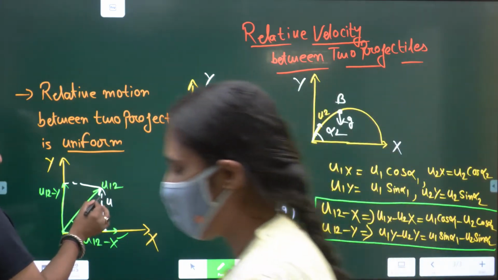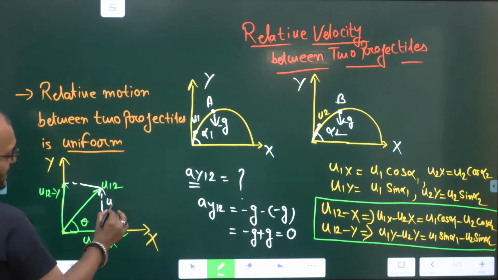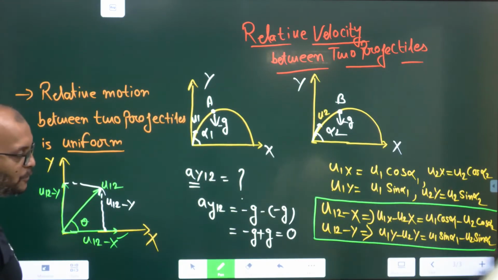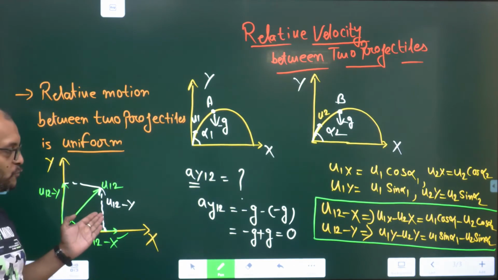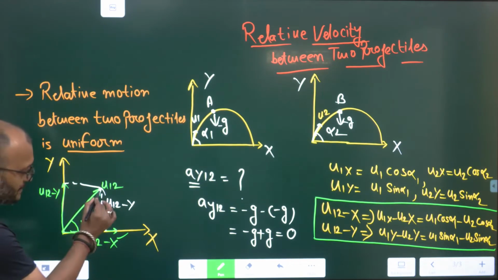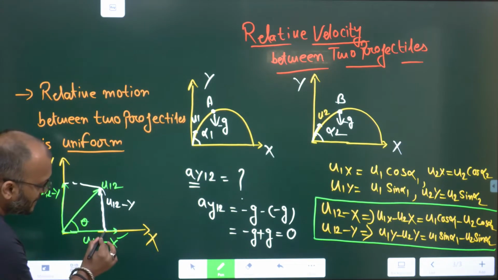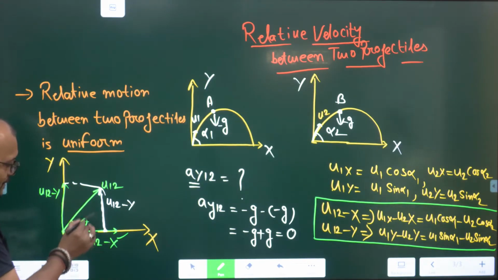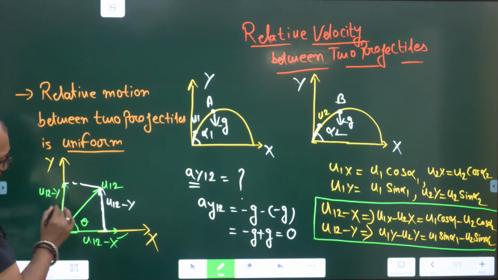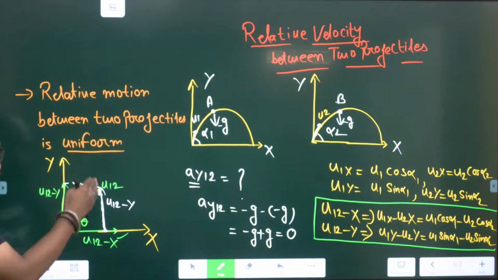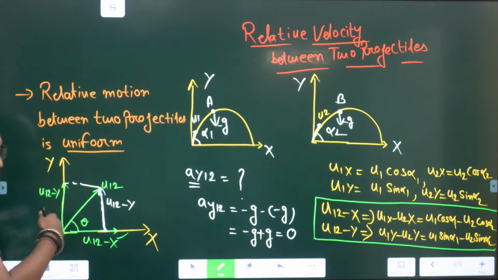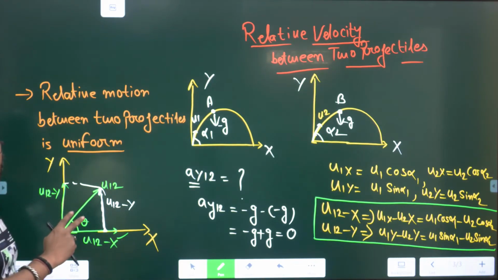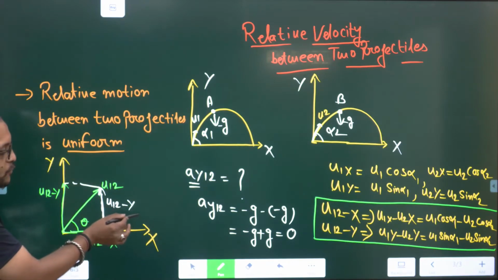See, if I make this rectangle sort of thing, so this will be u12y. Girls, look, this will be u12y. In this triangle, what have I done? I have just drawn an imaginary perpendicular. Now it is just like a rectangle, so opposite sides are equal. So this is u12y.